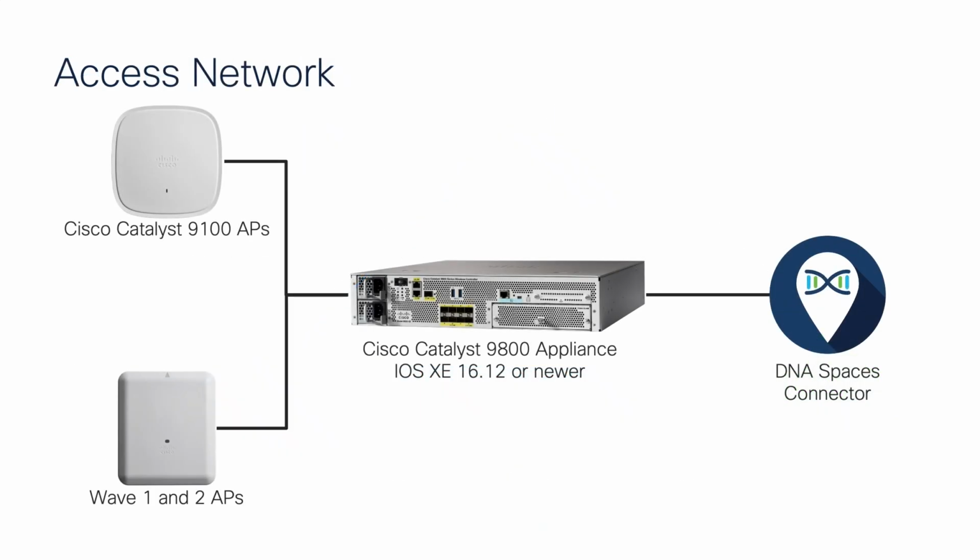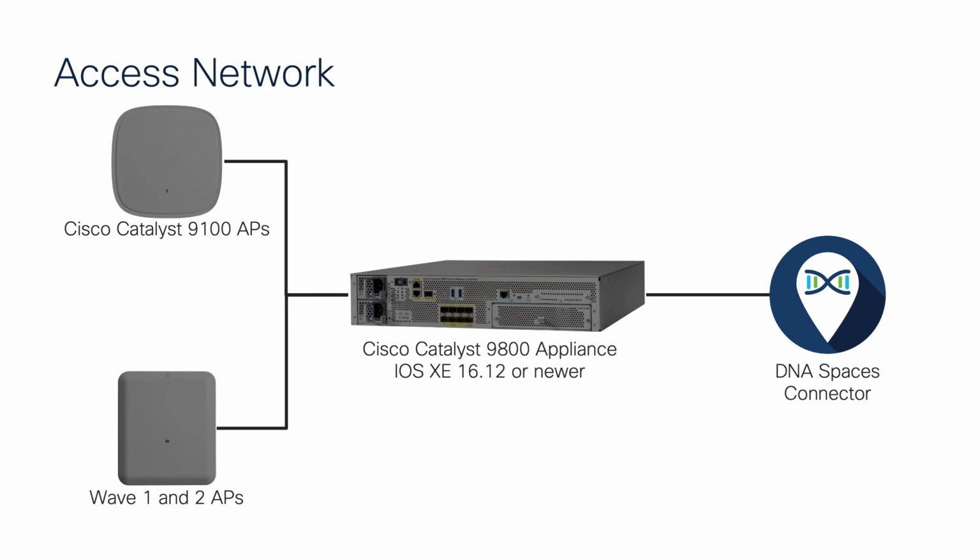Today, we'll be focusing on the access network, and this is made up of three components: the 9800 controller, the access points, which can be the Catalyst 9100 series APs, as well as our Wave 1 and Wave 2 APs, and finally, the DNA Spaces connector. The controller and APs define the Hotspot 2.0 and OpenRoaming compatible 802.1x networks, as well as receiving the client join requests and then forwarding these requests to the DNA Spaces connector. The connector serves as a RADIUS proxy for the network. It will dynamically discover the IDP and forwards all the RADIUS requests to the IDP over RADSec.